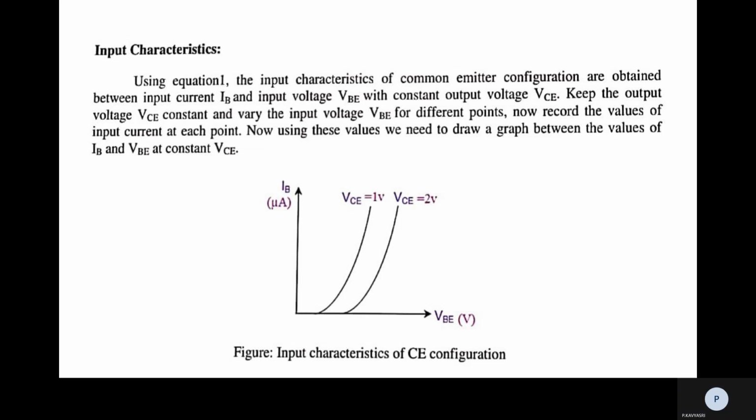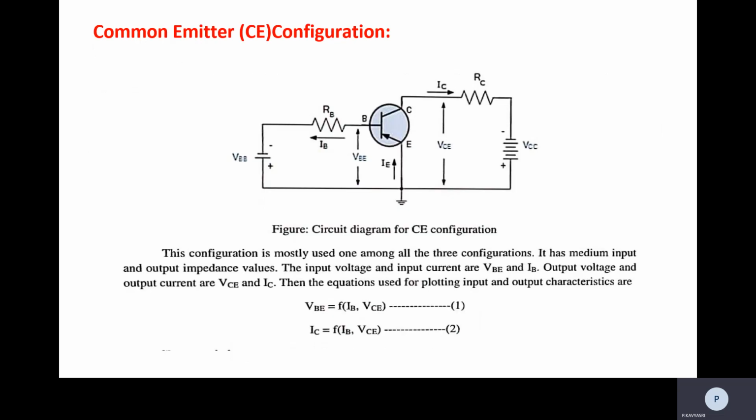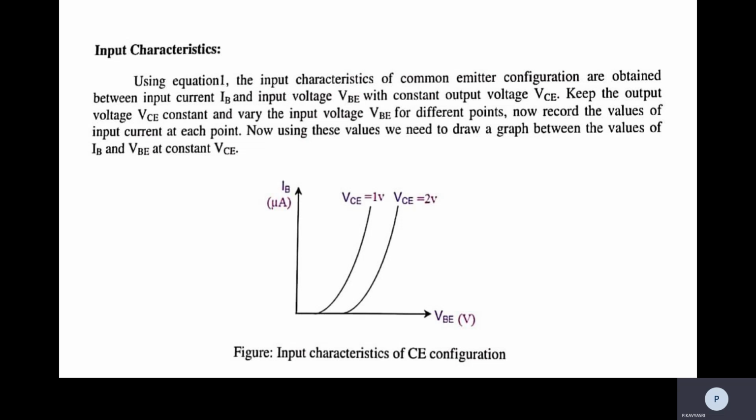Now we will observe the input characteristics of a CE configuration. The input characteristics of a CE configuration are obtained between the input current and input voltage. Output characteristics are obtained between the output current and output voltage. So observe the diagram here. What is the input current here? IB is the input current. What is the input voltage here? VB is the input voltage. So we will draw the graph between IB and VB, which are the input current and input voltage. So these are the waveforms.